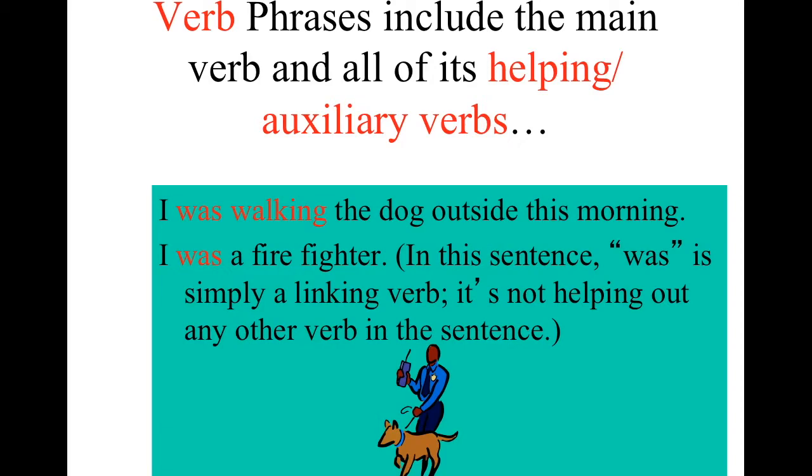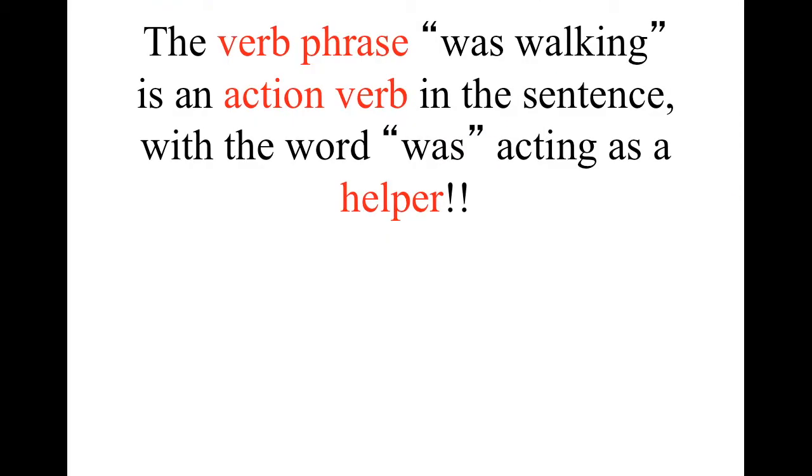We now have Mr. O'Connell joining us. Say hello. Hi, everybody. What are you guys working on? Verbs. Excellent. So the verb phrase was walking, that's an action in the sentence. And the word was is helping the word walking. Because if you said, I walking to the store, you sound like a caveman. Yes, it's caveman talk. Don't do it.